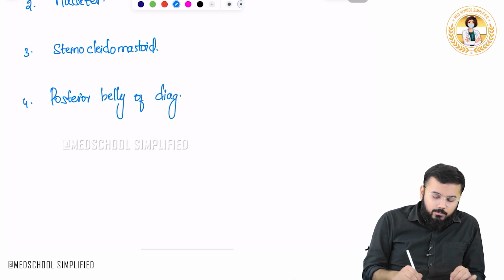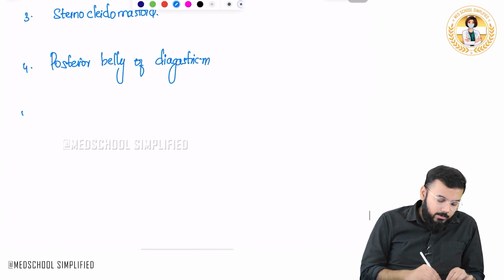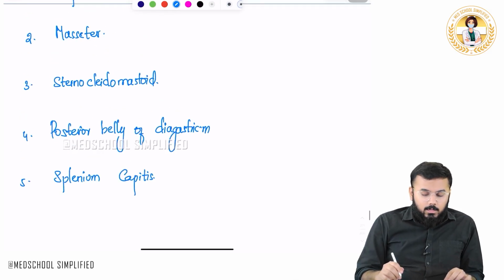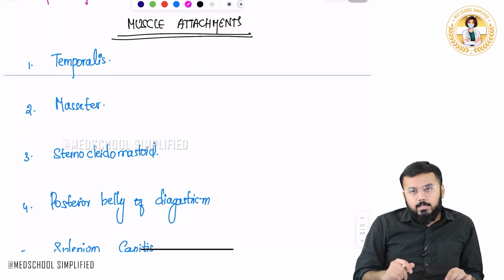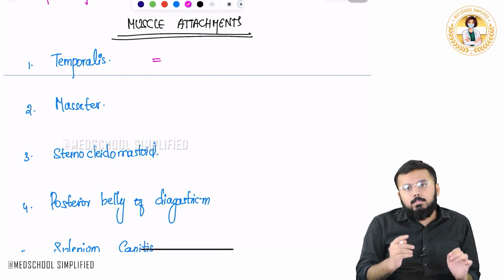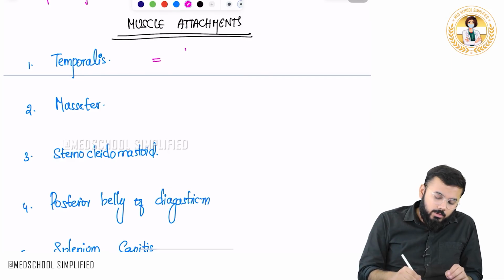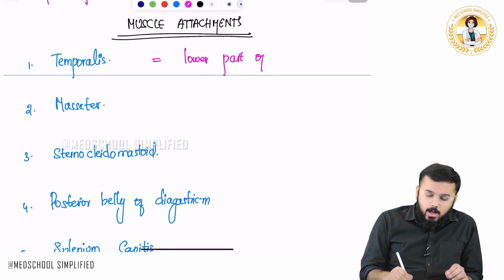Posterior belly of digastric muscle. And the fifth important muscle over here is your splenius capitis. Okay, so this is the fifth important muscle. Now, next important thing is where is this temporalis attached? Temporalis is attached to the lower part of the squamous bone.